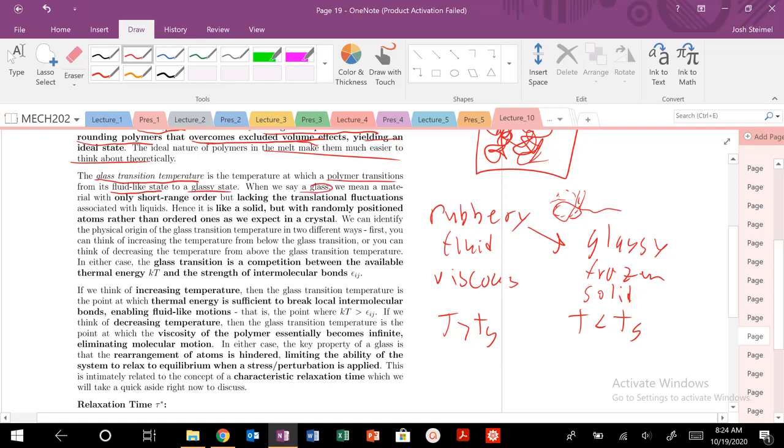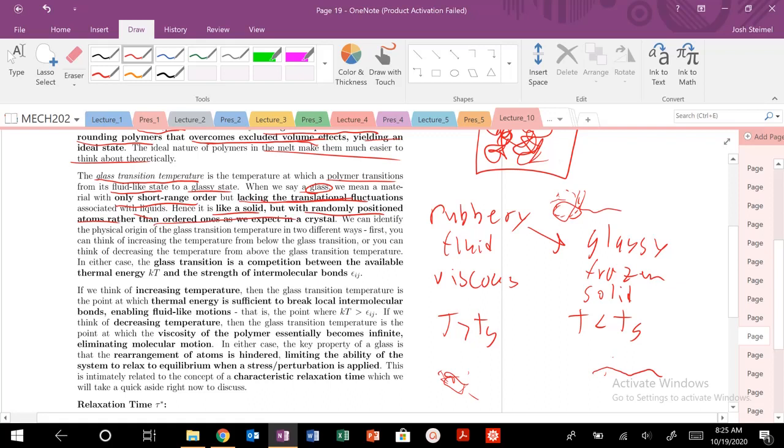So when we're dealing with a glass, we just need an amorphous material. It has short-range order but no long-range translational order, and it lacks the translational fluctuations associated with fluids. What does that mean? A fluid can move collectively around, but when we're below our Tg, our polymers seem to be frozen in state. There are obviously some fluctuations, but we can't move collectively. So it is like a solid, but with randomly positioned atoms rather than ordered ones like a crystal.